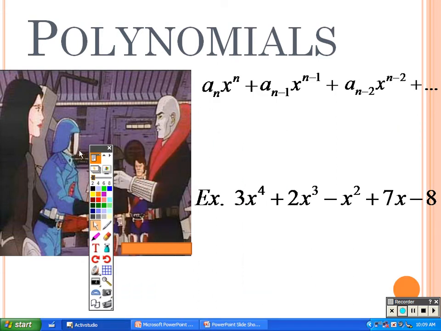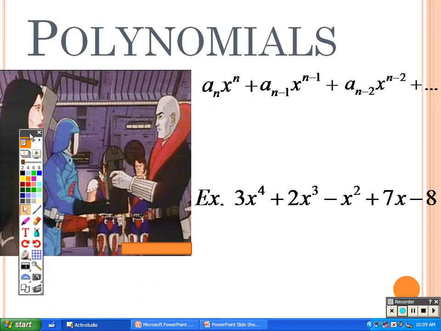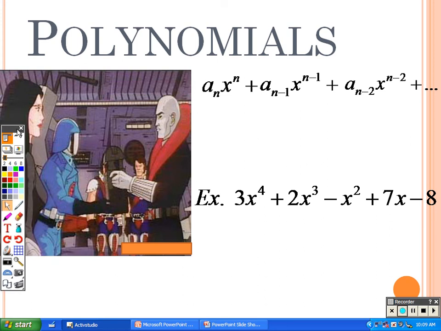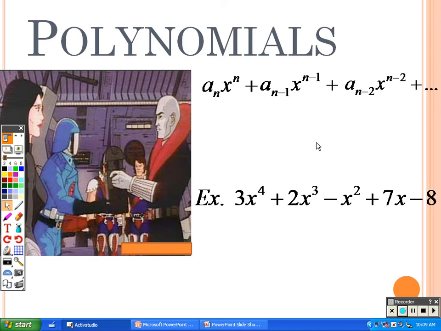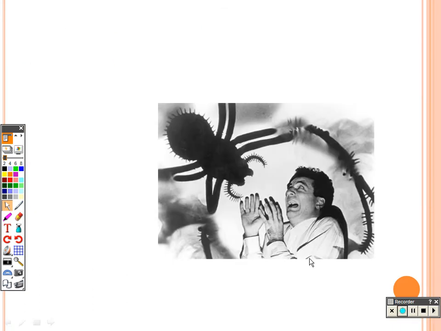So over here we have an example of a polynomial, which is just something to keep in mind here. So here's an example of a polynomial. Notice how it goes down each time, right? We have x to the 4th, x to the 3rd, x squared, x, and then no x's. So just something else to keep in mind.